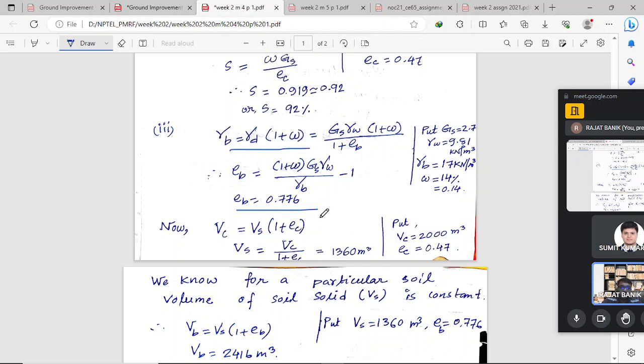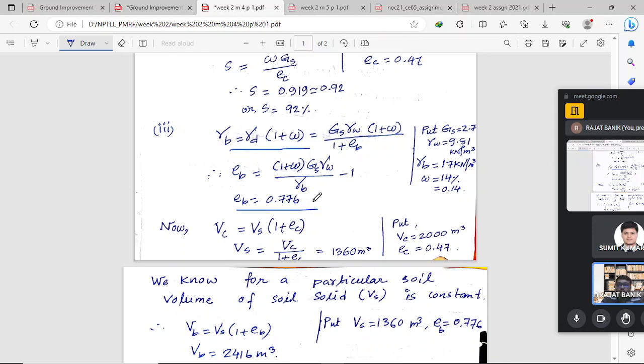After finding the void ratio of the borrow pit, we can find the volume of solid. To solve this problem, one assumption is required. We know that for a particular soil, the volume of soil solid is constant. That means the volume of soil solid for the borrow pit is equal to the volume of soil solid of the compacted field.